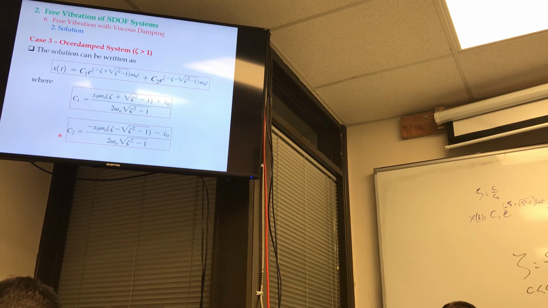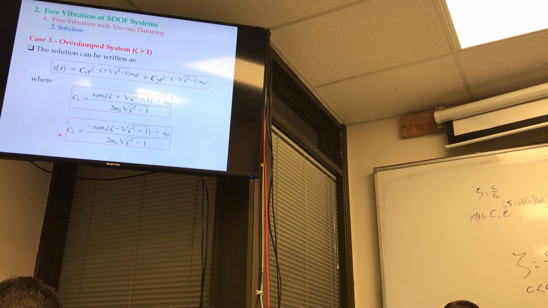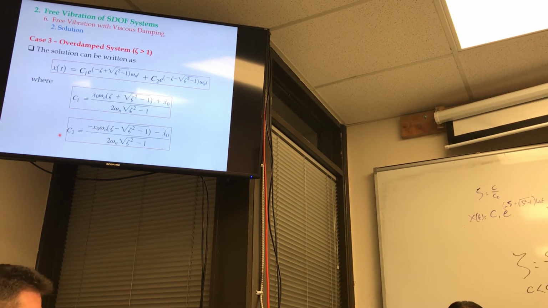The last case is the overdamped case. The overdamped case is when the term in the radical is greater than 0. So what kind of roots are you going to get in this case? Two roots that are real, and both of them are negative.